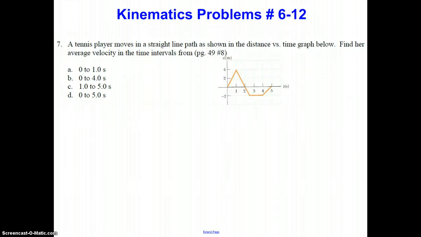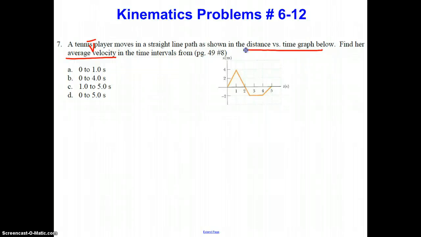We have a tennis player who moves in a straight line path as shown in the distance versus time graph below. Her average velocity, which is a v with a bar over the top, in the time intervals from... So we need to find her average velocities during these time intervals, given as A, B, C, and D.